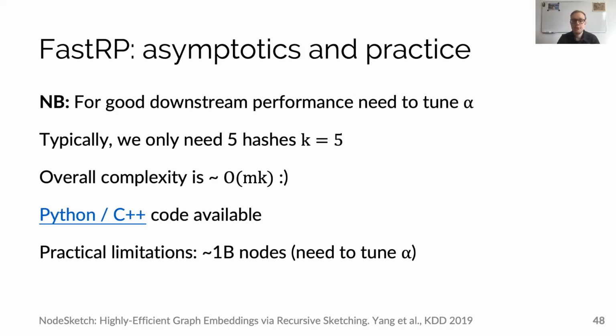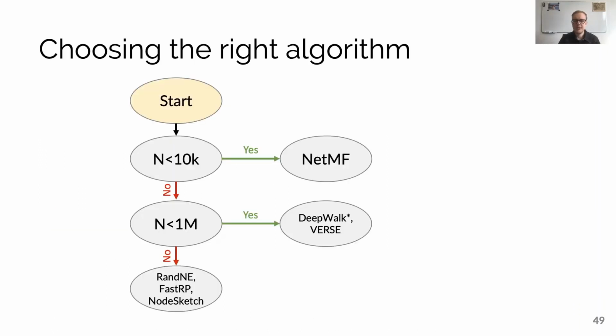So we covered 10 algorithms, and now it's time for strong opinions about what algorithms you should use. And I think the choice is actually quite simple. It all depends on the scalability of the algorithms and how much you want to wait versus the quality that you want to get. So if you have really small graphs, then it's probably a good idea to just compute something like NetMF on your graph, just because it's so cheap to factorize these matrices.